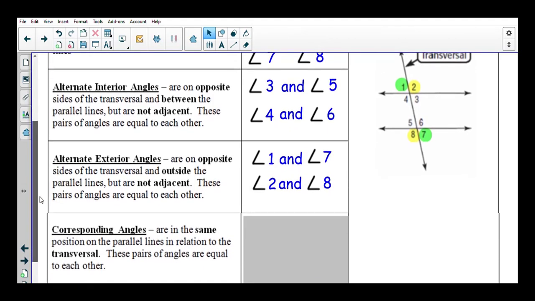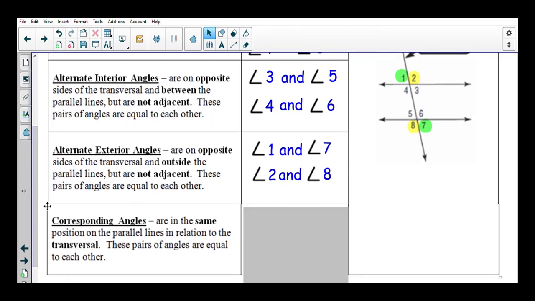The last type of angle, and again, you're going to need to be familiar with these. You're going to have to be able to identify them, and we're also going to need to be able to use this to find some missing angle measures, which we'll see in questions 8 through 15. Let's talk a little bit about corresponding angles. Corresponding means matching up. They're in the same position on the parallel lines in relation to the transversal. These pairs of angles are also equal to each other. These relationships will help you find missing angle measures.